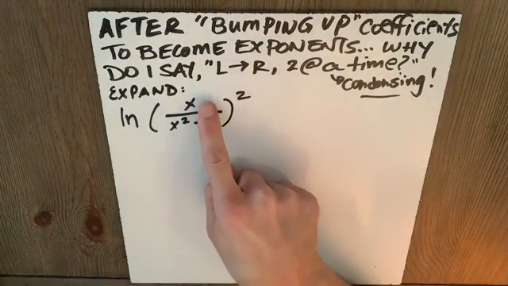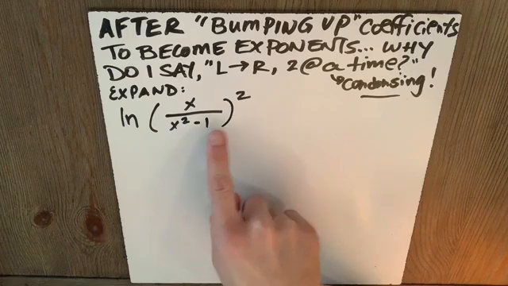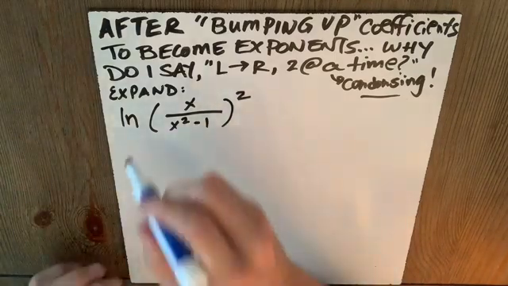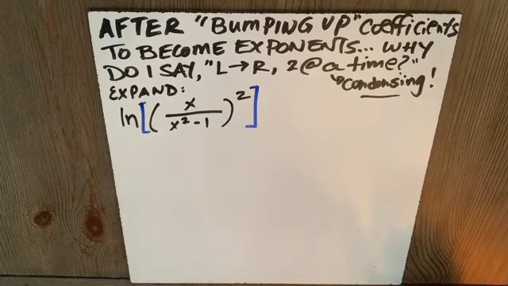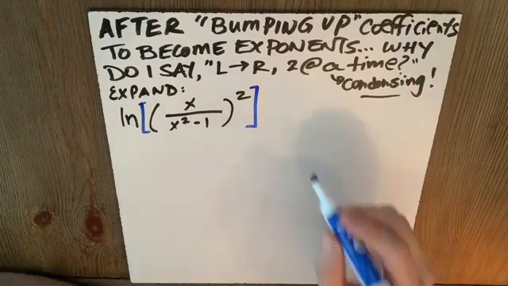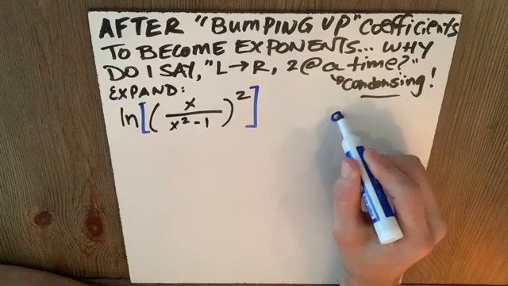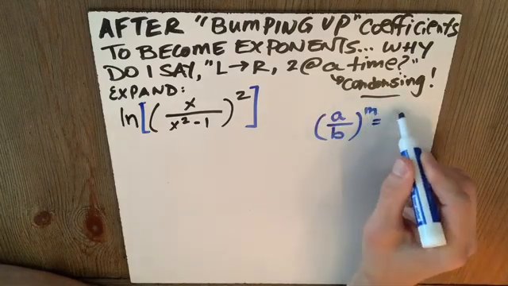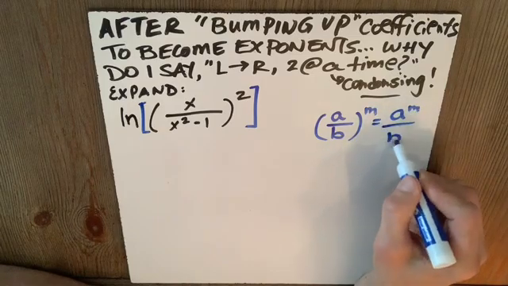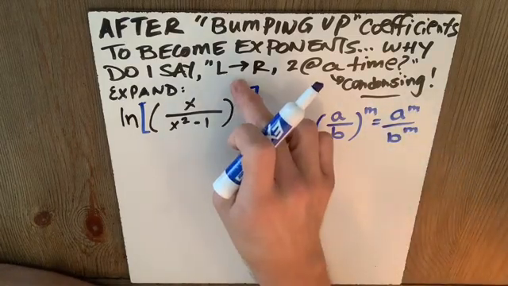this fraction, x over (x squared minus 1) squared. So this whole thing is our argument here. This is what we're taking the natural log of. All right, so I do know from my algebra days that (a over b) to the m is a to the m over b to the m. So I'm going to take this.